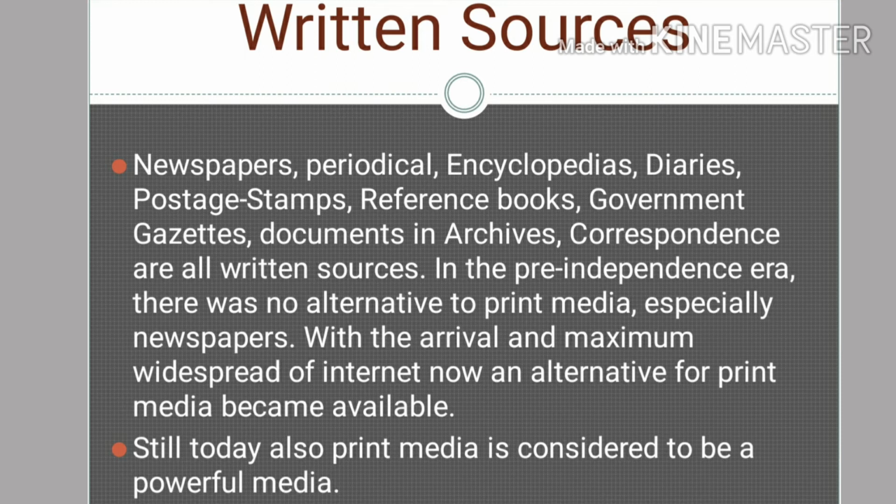Encyclopedias are books where all the information about any particular article, topic or subject is available. Then diaries, where daily information is written. Postage stamps, you might have seen them. Then reference books. Then documents in archives. What is the place known as archives? Archives is a place where the government takes care of all the documents that are available about history. It is a place that is taken care of, and it is known as archives. Then correspondence. All these are written sources.